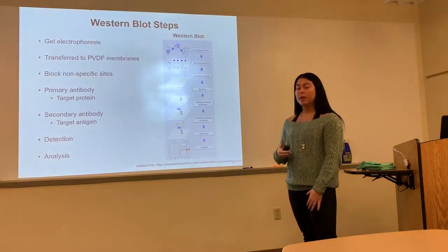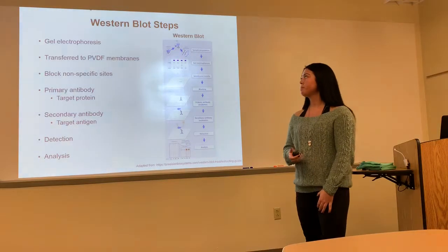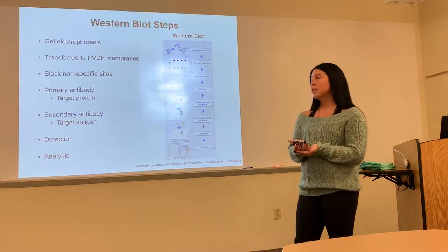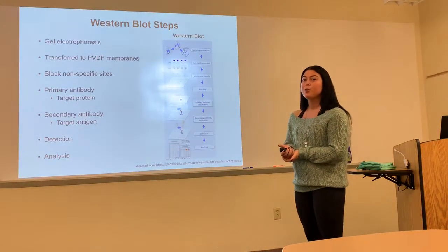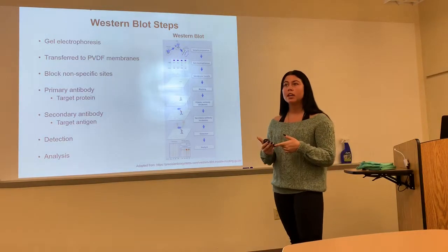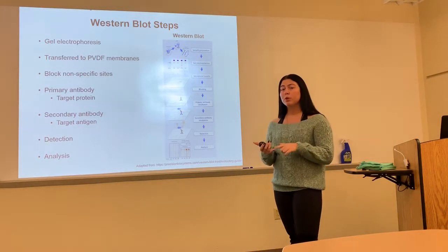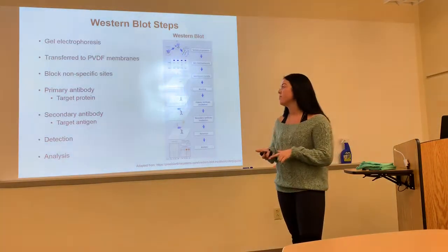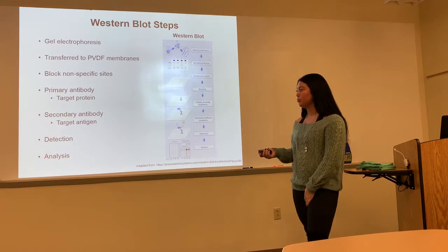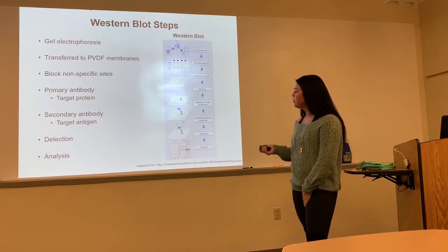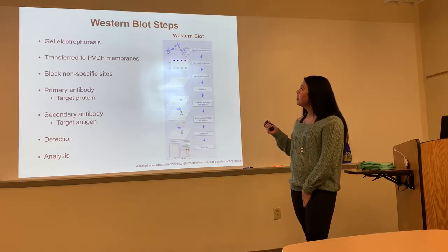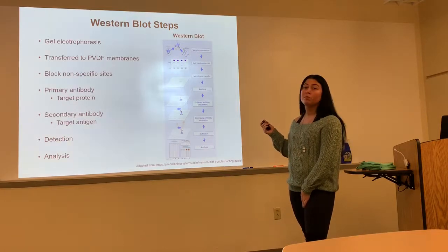The next method that was used was Western blot. Once you've completed your gel electrophoresis, you then transfer that to PVDF membranes. From there, you block nonspecific sites and use primary and secondary antibodies to target your protein and antigen that you want to see. After doing that, you are able to detect and analyze your results. Like shown in this figure, you analyze your final Western blot results, and it shows all the steps prior, starting with your sample preparation from the PCR.